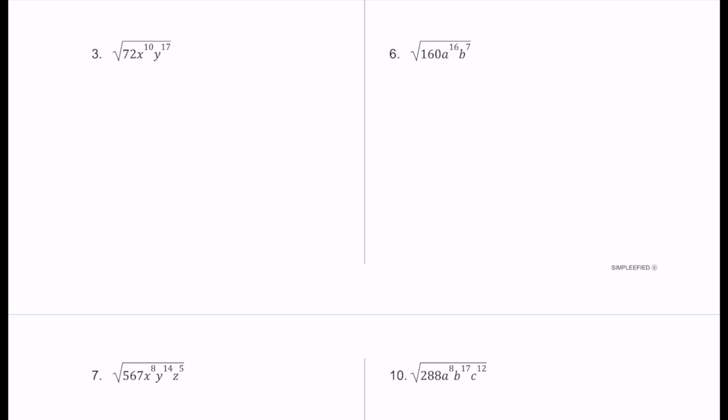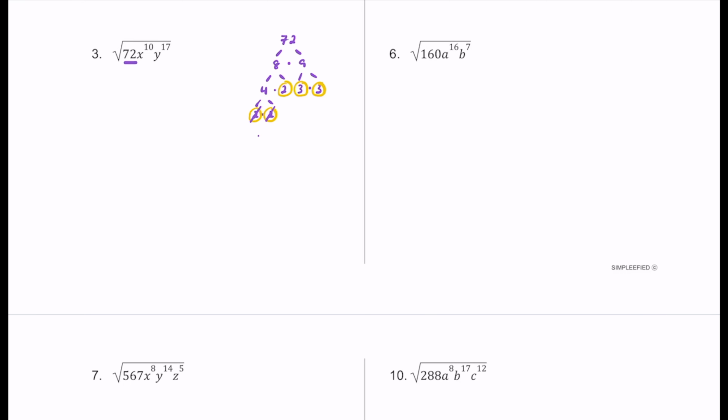Let's try number 3. For number 3, we have the square root of 72x to the 10th power y to the 17th power. Let's start with the 72. So 72, we can break this down into some smaller factors. Let's maybe start with 8 times 9. This 8 can break into 2 times 4, and 4 can break into 2 times 2. And over here, this 9, we can say that's 3 times 3. Okay, so we have 2 as a prime, 2 as a prime, another 2, and then we have these 3's over here, right? So let's see, what perfect squares do we have?